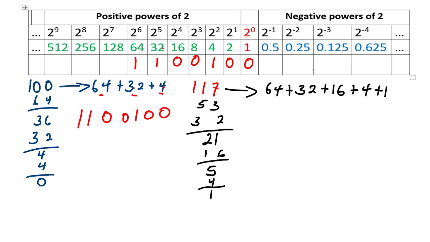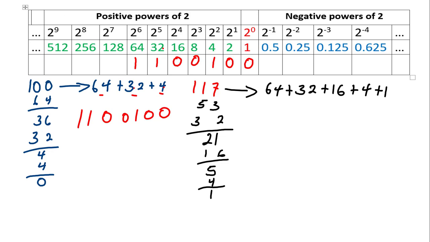So after you get this, you sum up the numbers and confirm if they give 117. 64 plus 32 plus 16 plus 4 plus 1 is 117. After getting these values, we compare them to the table as usual.